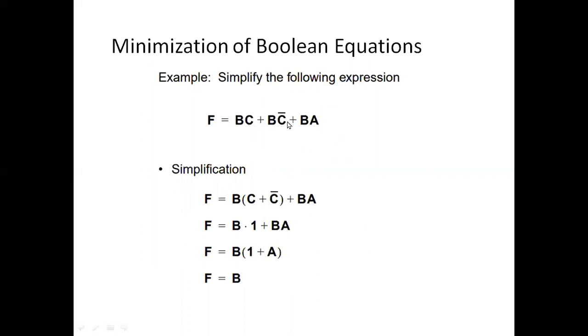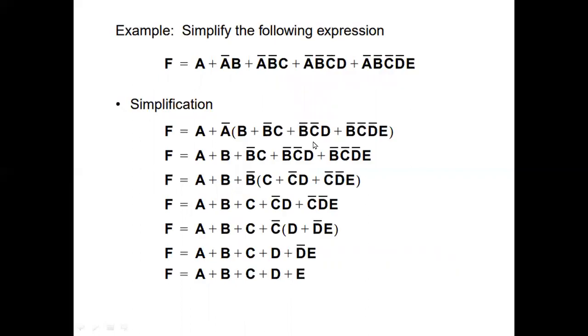C plus C bar is equal to 1. Next step, you can replace C plus C bar with 1. So 1 plus A into B. 1 plus A is equal to 1 again. So the final answer is B. So if you simplify this equation, it will result in B. And in a similar way, you can simplify. Please go through the steps and try to minimize the equation.